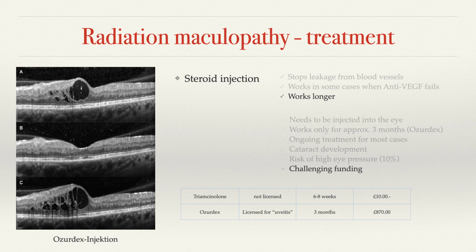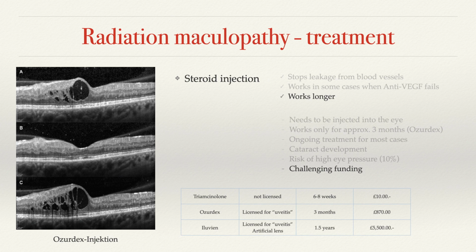Once you know it's working, usually one goes to Ozurdex, which is licensed for uveitis. And in a way, you can say that part of the causes behind the radiation maculopathy is uveitis, which means inflammation inside the eye, because part of it is inflammation from the dead tumor left in the eye. So in a way, I think one can justify that this actually is caused by uveitis, and you can use it. But it's a difficult discussion sometimes with the funding organizations for this. And you can see it works for 3 months, which is nice, longer than most of the anti-VEGF, but it's quite expensive as well.